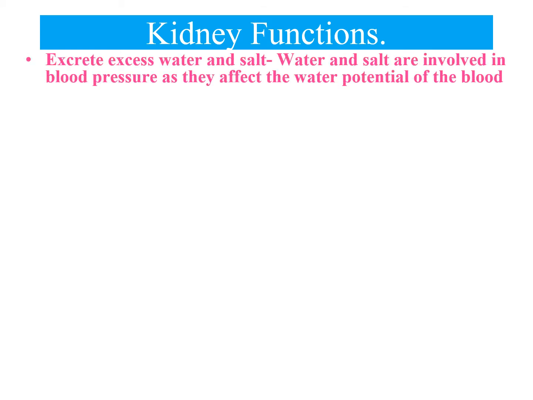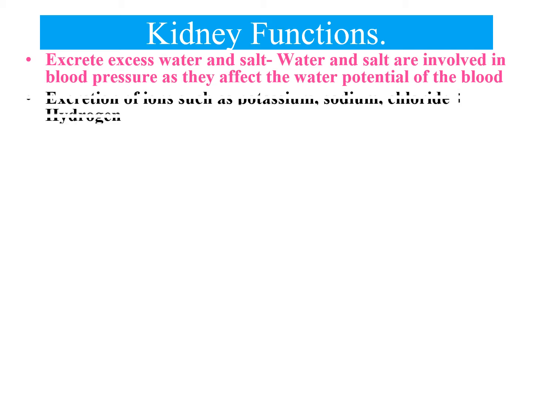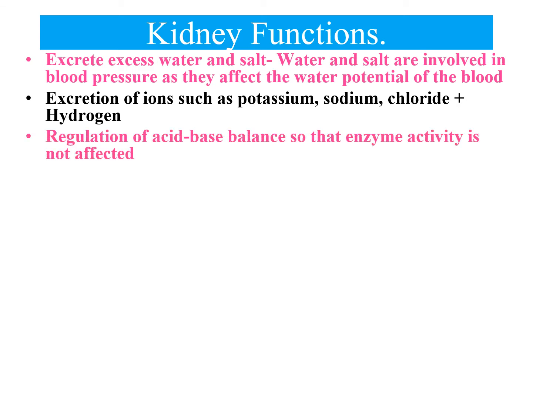Now, the kidneys' functions: they excrete excess water and salt, and that affects osmosis, obviously. It also affects the blood pressure in your body, so it's important to control. They excrete ions such as potassium, sodium, chloride, and hydrogen. So if we have excess ions from our diet, this is how we get rid of them. But they also make sure too much doesn't go, because we do need them for healthy living and our nerves and things like that.